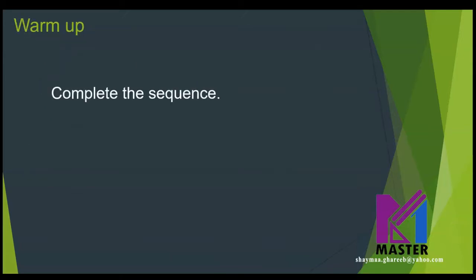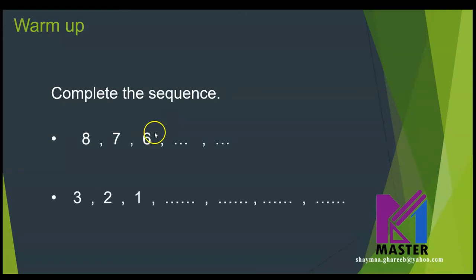Let's start by revising some simple sequences. The first one, we have 8, 7, then 6. What's going on in this sequence? What is the term-to-term rule? We are subtracting 1 each time. From 8 to 7, minus 1, then minus 1, then minus 1, it will be 5, then minus 1, it will be 4. What about the second sequence?